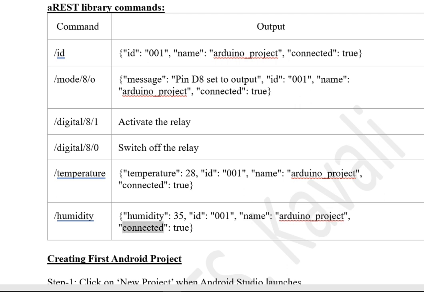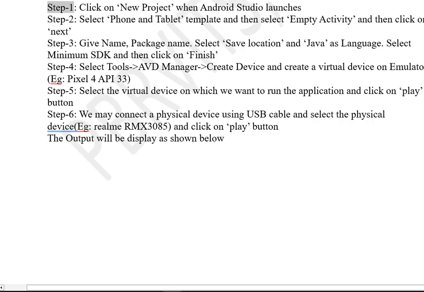Creating the first Android project. Step 1, click on New Project when Android Studio launches. Step 2, select Phone and Tablet, select the Empty Activity template, and then click on Next. Step 3, give a name and package name, select the save location, and Java as the language. Select the minimum SDK and then click on Finish.